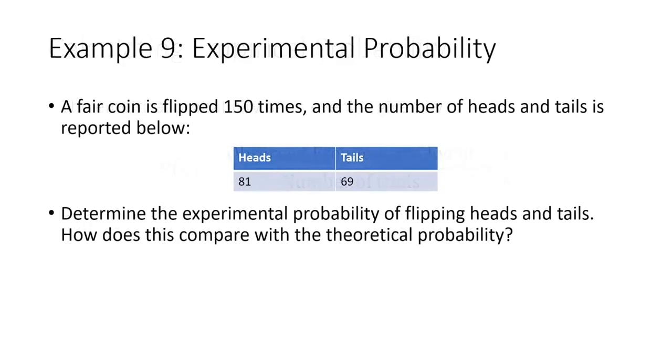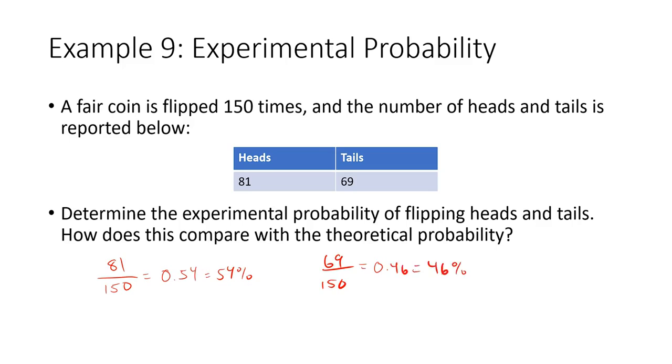So we flip a fair coin 150 times. The number of heads and tails is given below. So let's determine the experimental probability. Well, for heads, if we flip 81 out of 150, we find that we get 0.54 or 54%. For tails, 69 out of 150, 0.46 or 46%.